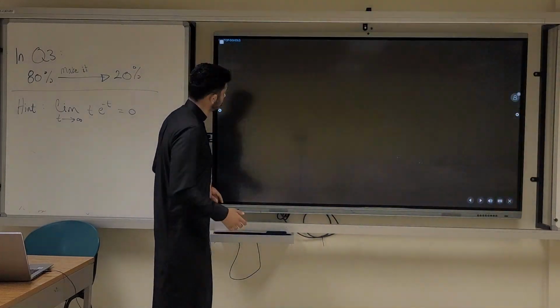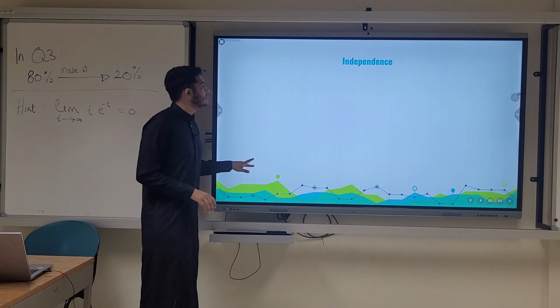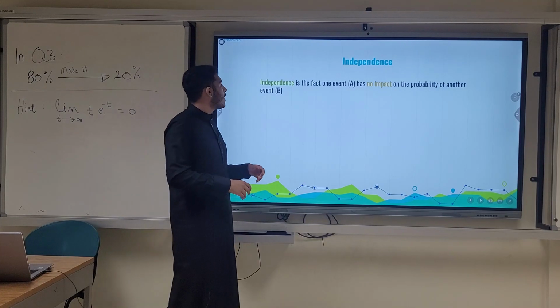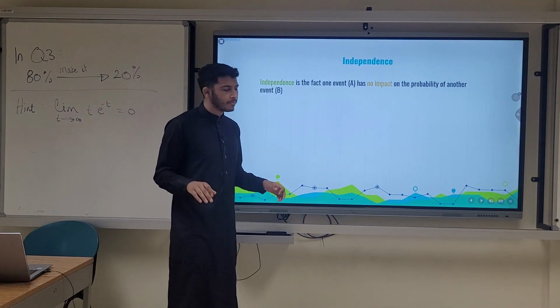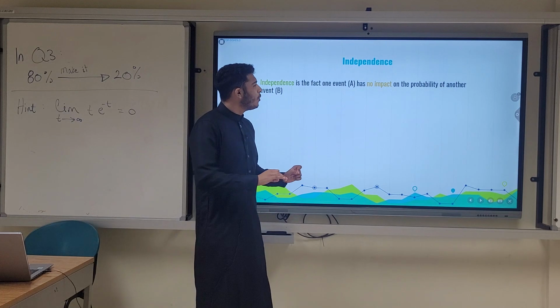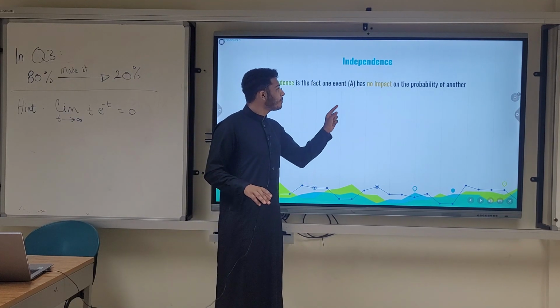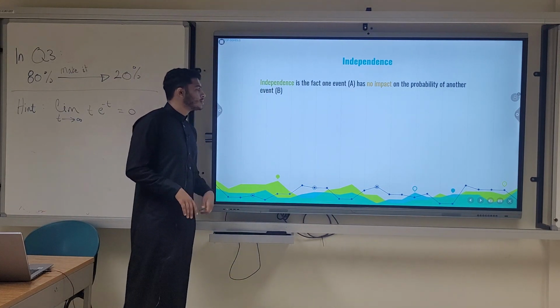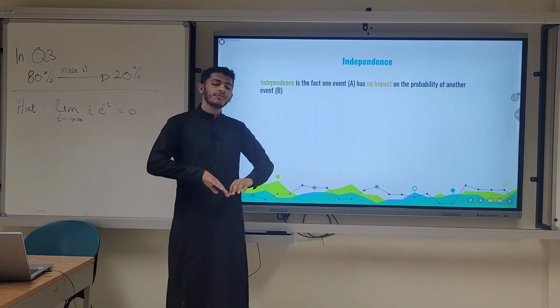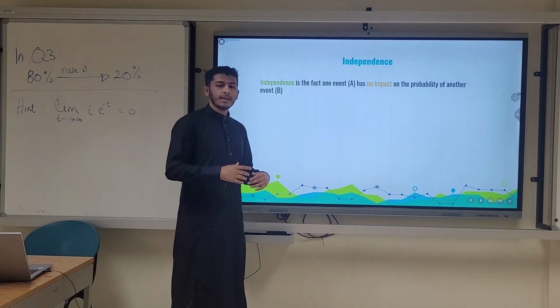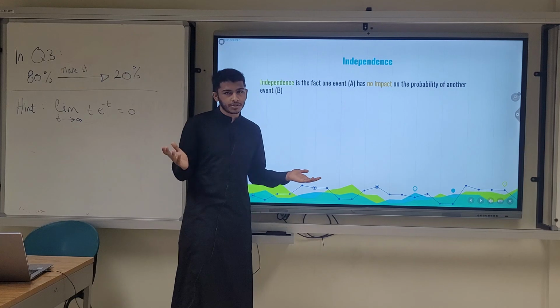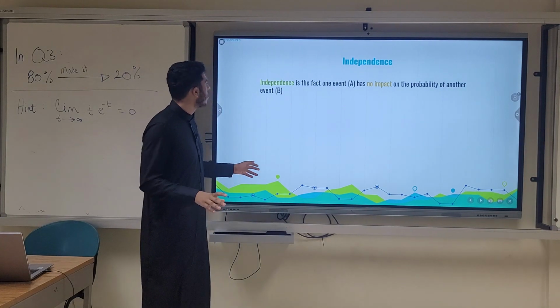So let's continue. Now, let's talk about independence. Independence is the fact that one event, let's denote it as event A, has no impact at all on the probability of another event B. So if they are independent, they have nothing to do with each other. If A happened, B is out of the picture. So independence is a clear concept.